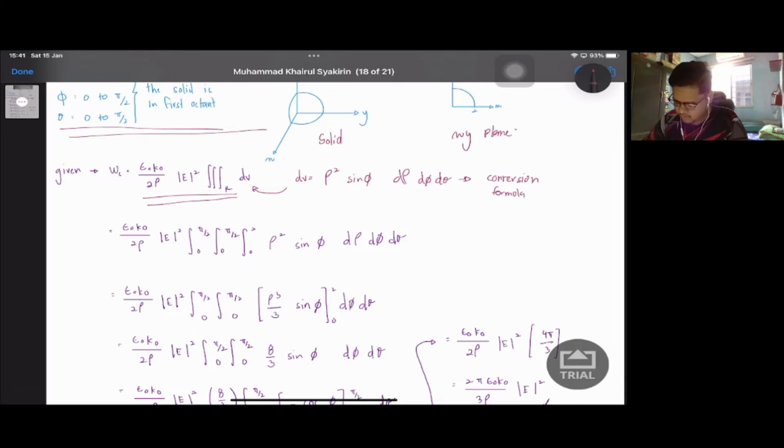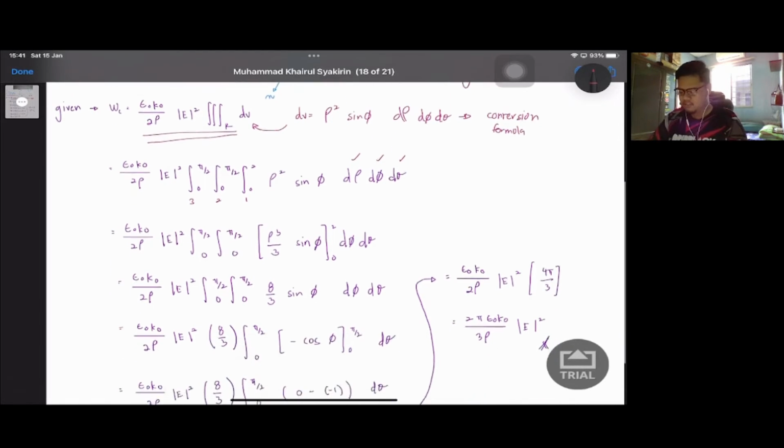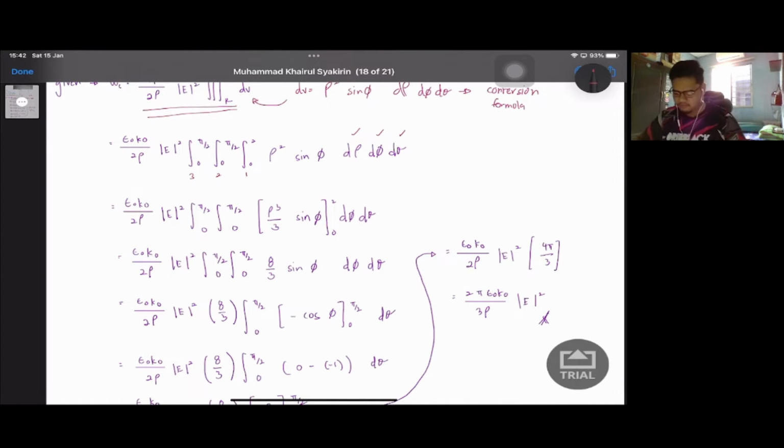We must know that the first limit is for rho, the second limit is for d phi, and the third limit is for theta. Don't miss the sequence because later on we will mess up the final answer. So for the first step, we integrate rho squared, which is rho cubed over 3, and we substitute from 0 to 2, and the answer we got here is 8 over 3.